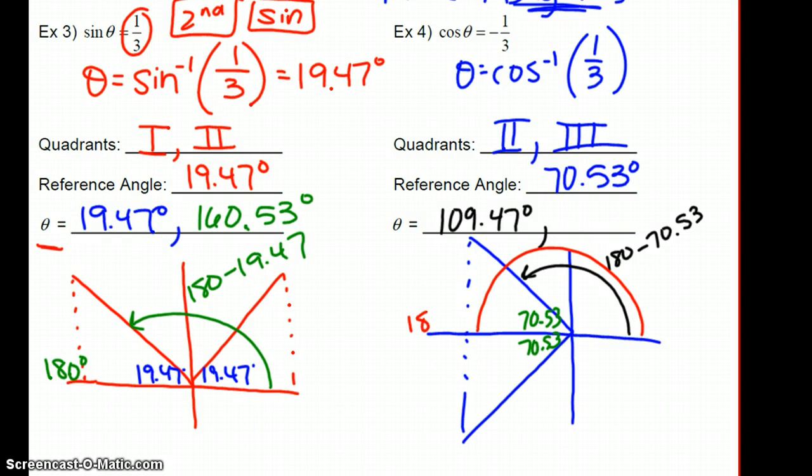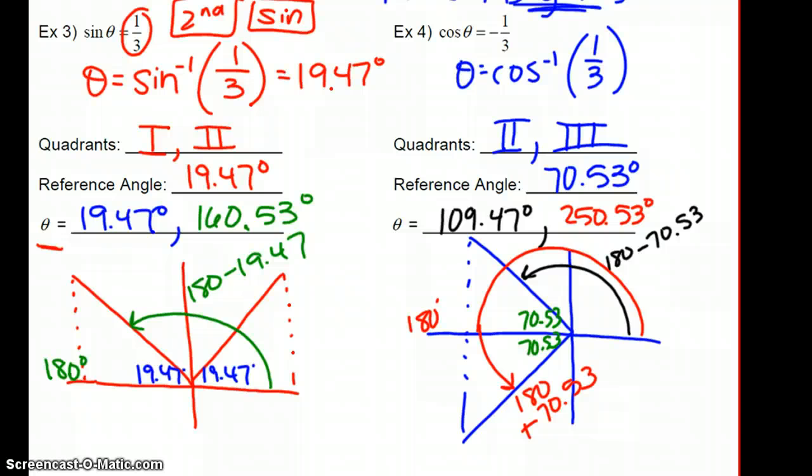Then my solution in quadrant 3, well, that one has gone around half of my unit circle, which is 180, and then we kept going for an additional 70.53 degrees. So for this one, I need to add that reference angle to 180 instead of subtracting. That gives me my second solution, which is 250.53 degrees.